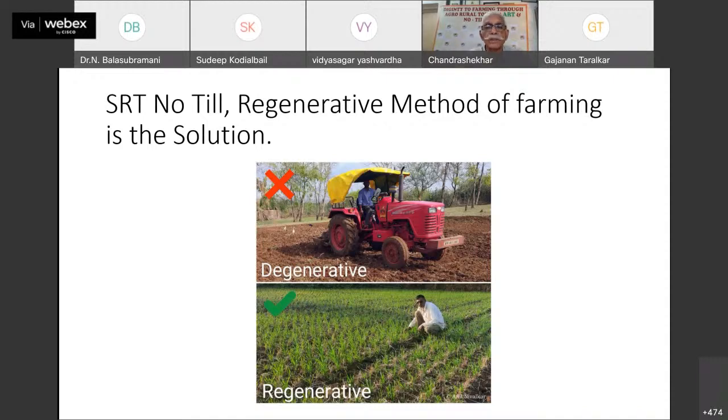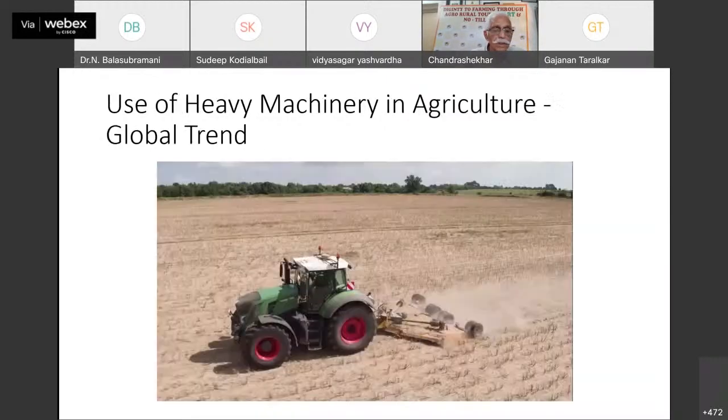In the upper portion of the slide is a degenerative method of farming where you use tillage practices. Our SRT, Saguna rice technique, is a regenerative method of farming, where in this picture the farmer is growing wheat without burning the paddy stubble. At least 40 to 50 farmers in the past 4 years are growing wheat without burning the stubble now. So this is the solution, a regenerative method of farming. So what are the problems? What are the challenges?